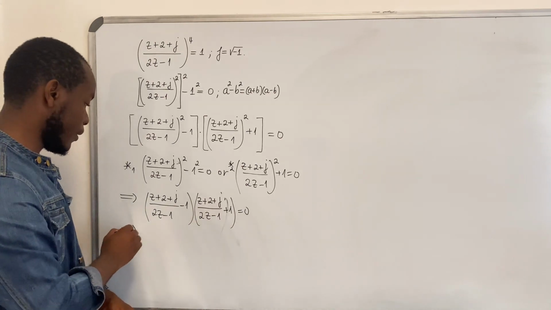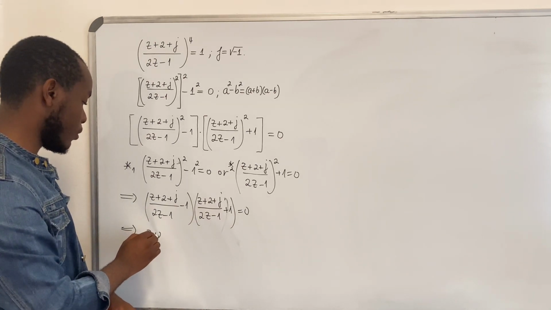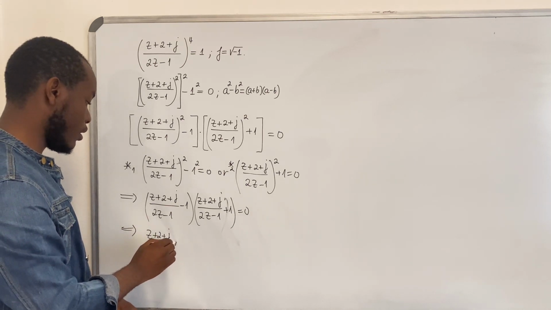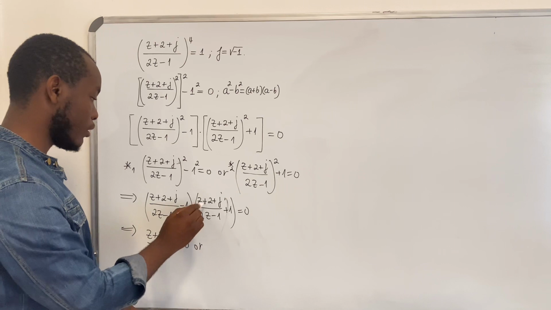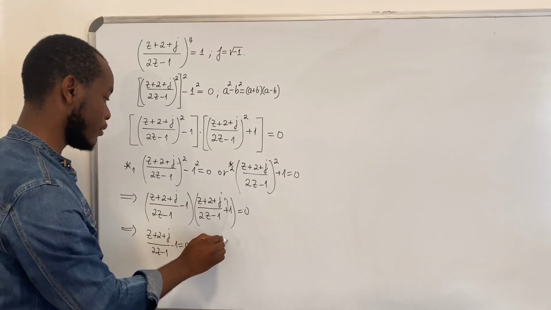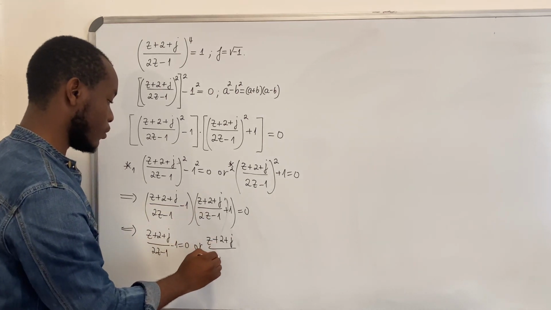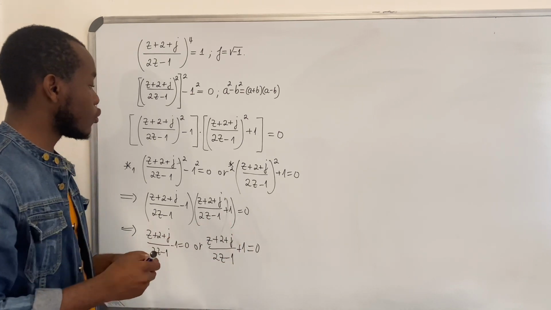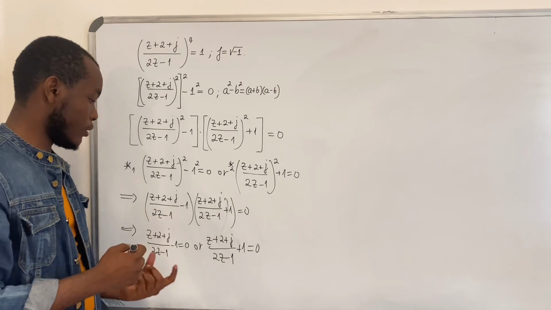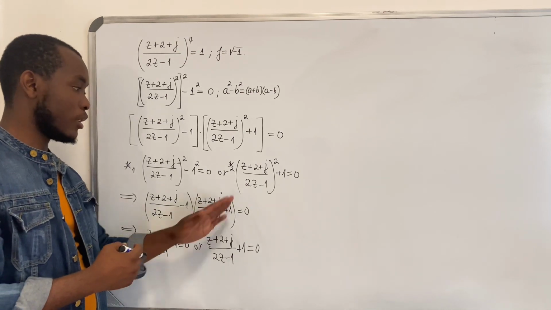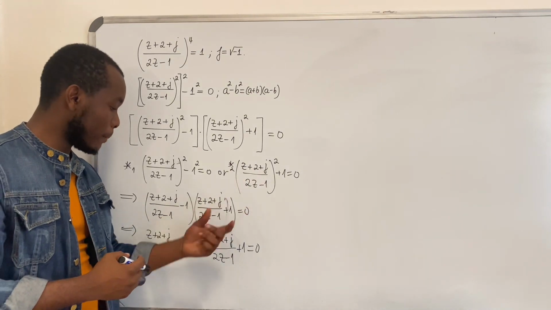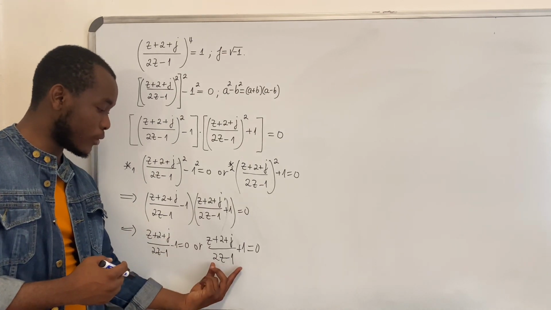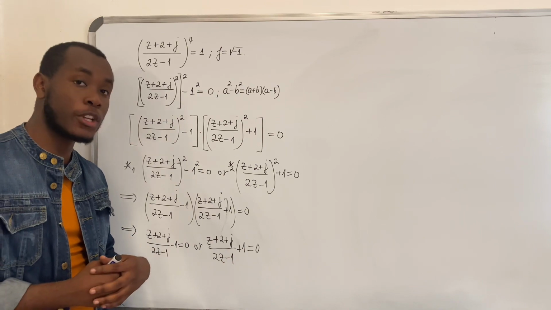So this implies that we have the first one equal to 0, or the second one equal to 0, with 2z minus 1 in the denominator. So we reduce the equation into these two equations, except for the part that we will be solving later. So what can we do now? We can now solve this equation and then solve that equation. All right, let's solve together.